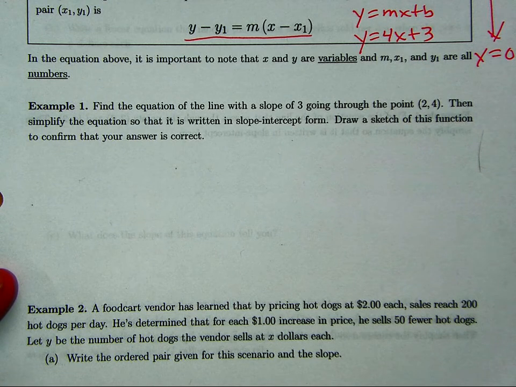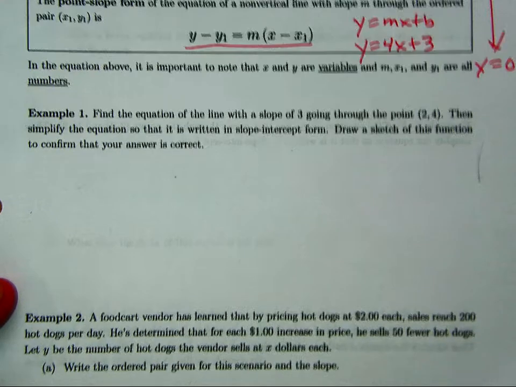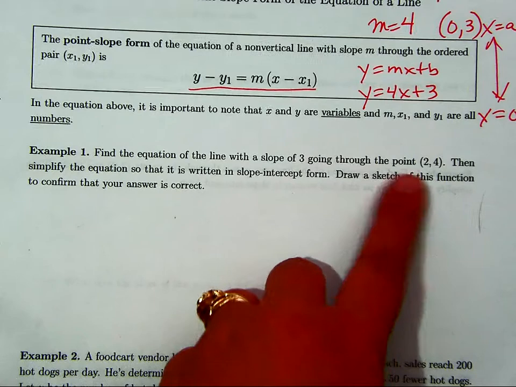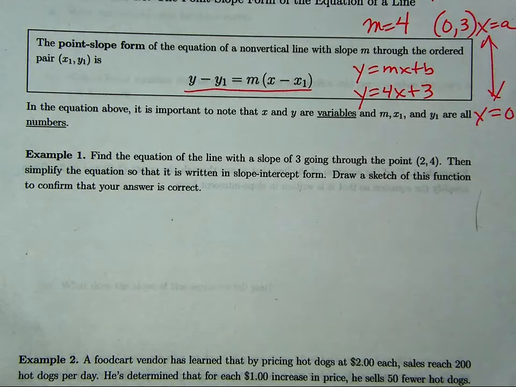I don't know. So what is the problem here? Why can't I use the y equals mx plus b for this information?